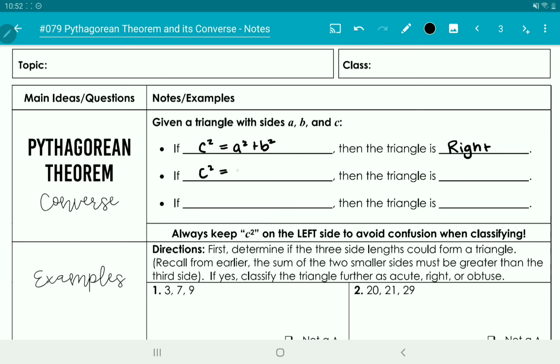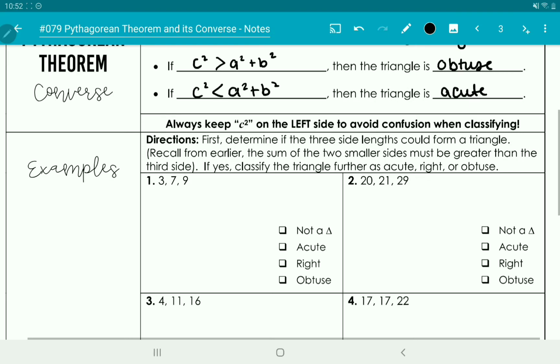If you plug in the numbers here and you get that c squared is more than what you get when you do a squared plus b squared, then the triangle is going to be an obtuse triangle. And if you get that c squared is less than a squared plus b squared, then the triangle is going to be acute. Okay, so let's look at it.